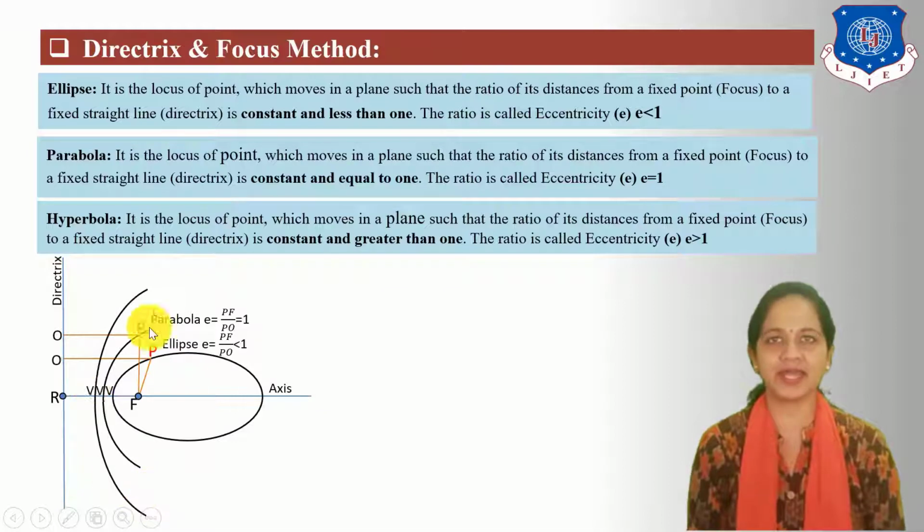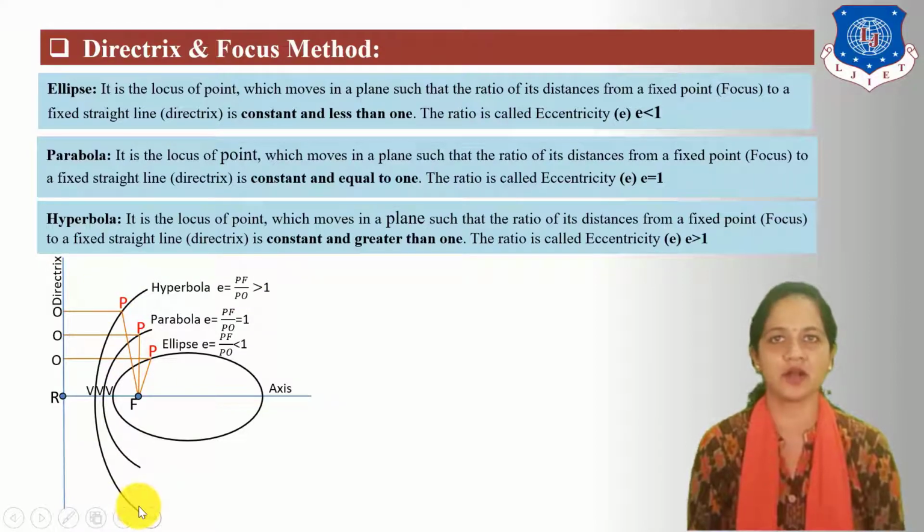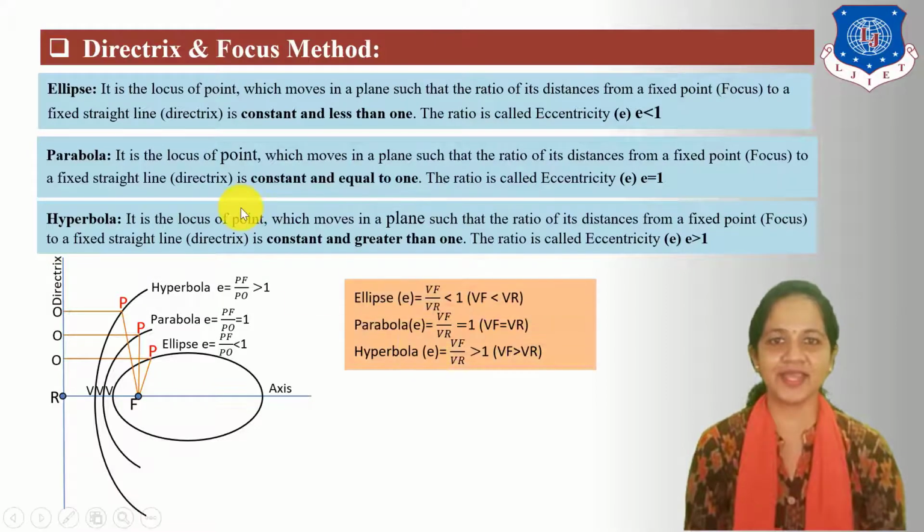Here the hyperbola is given. It is a locus of a point which moves in a plane so that the ratio of its distance from a fixed point to a fixed straight line is constant and greater than 1. So here this ratio is constant and greater than 1 at any position on the curve. Here one conclusion is given regarding eccentricity.